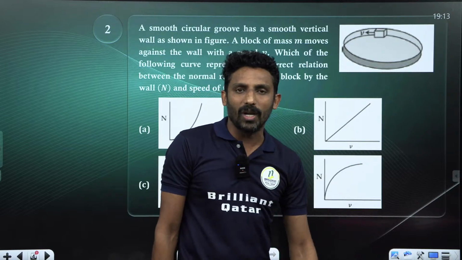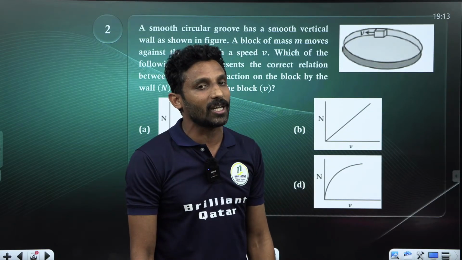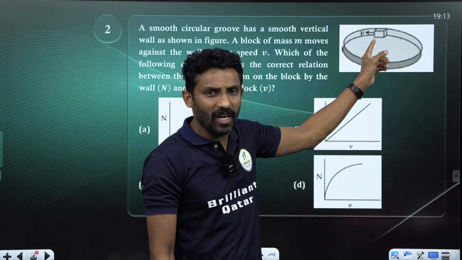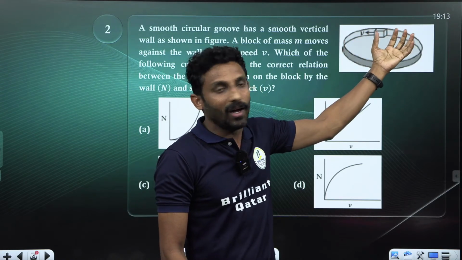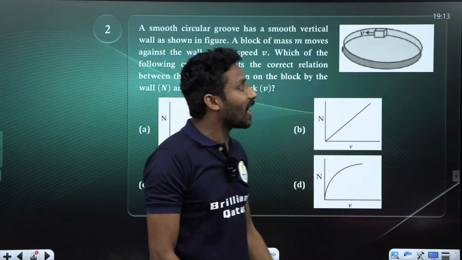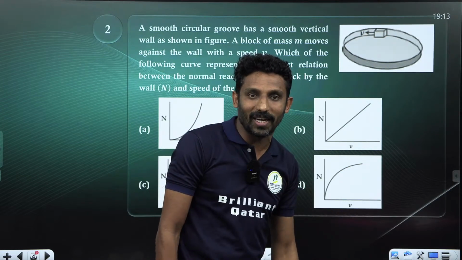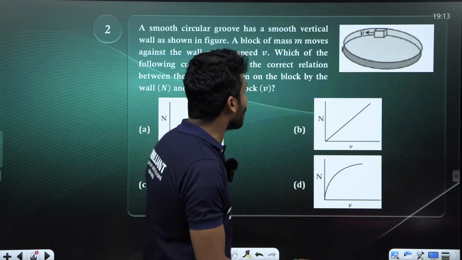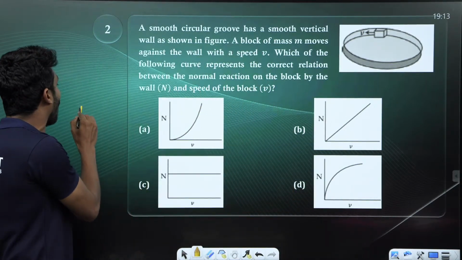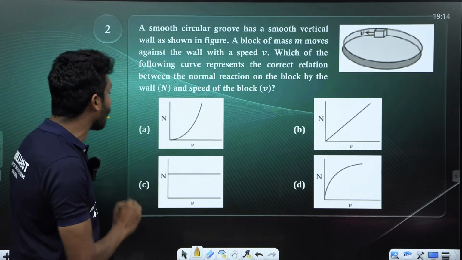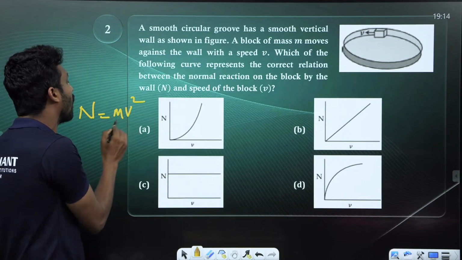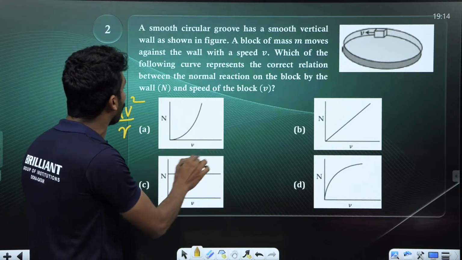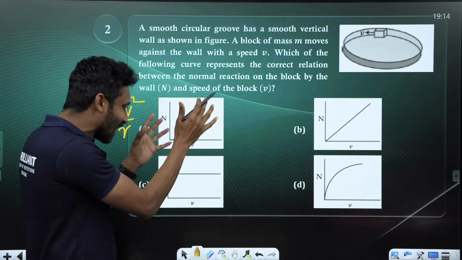We know for circular motion the centripetal force is required. Understood? In this case, the centripetal force is provided by the normal reaction from the vertical wall. And the equation of centripetal force is mv square by r. So normal reaction N is providing the centripetal force, which is equal to mv square by r. Understood?